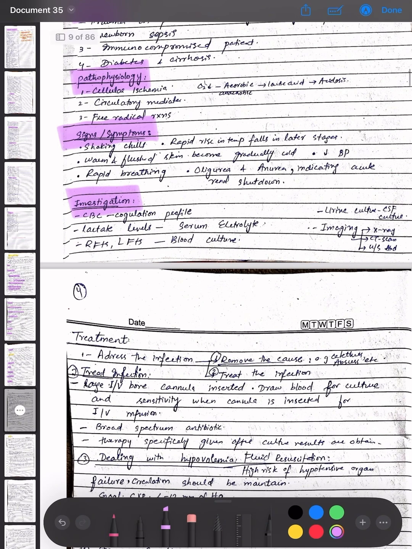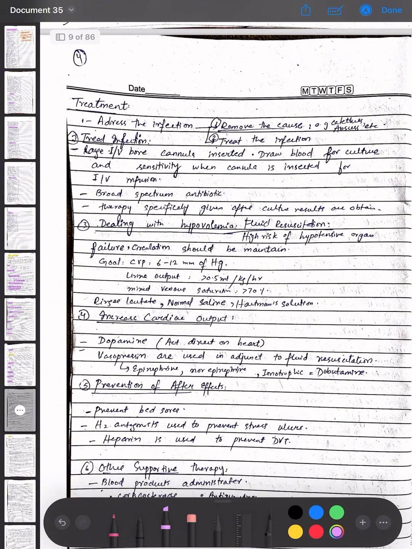What are the treatment options? First of all, address the infection, then remove the cause, and then treat the infection. For example, if the cause is catheters, then remove the catheter, or if it is an abscess, then you have to treat the abscess.